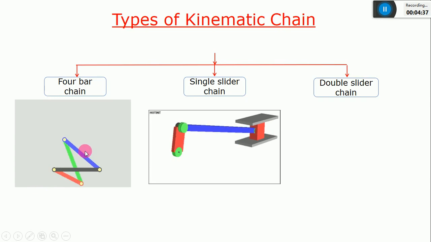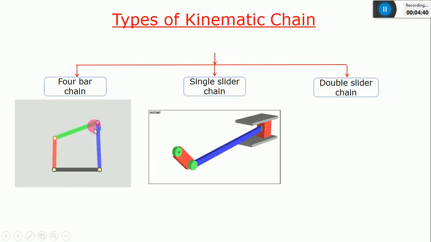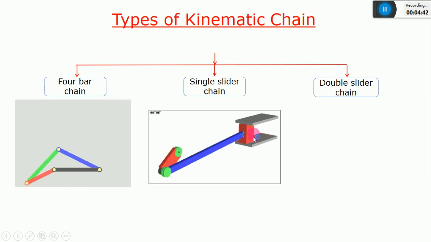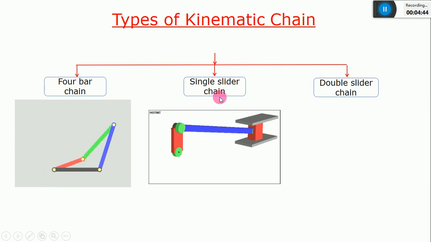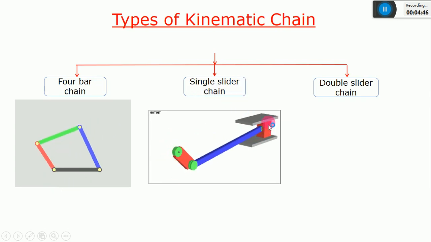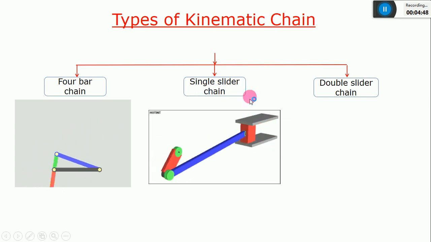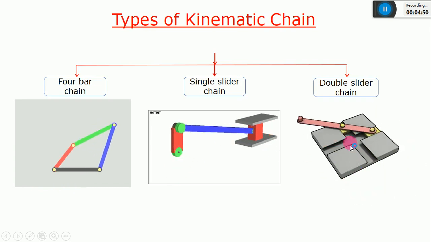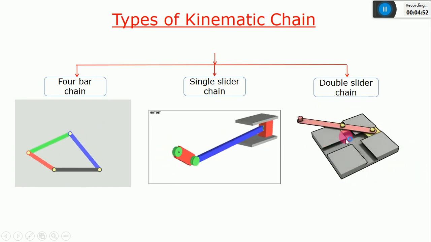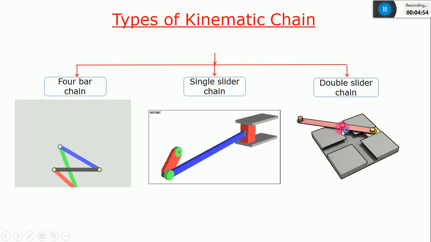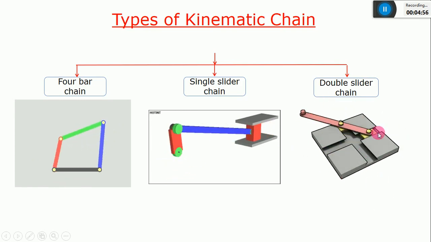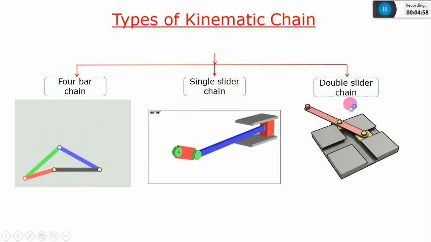If you replace this rocker, that is the blue color, by a slider, that is a piston, it will become a single slider crank chain. That is the only modification in the single slider. The last one, you can see there are 2 yellow color sliding elements which are sliding in different paths. Since there are 2 sliders, I can call it a double slider crank chain.